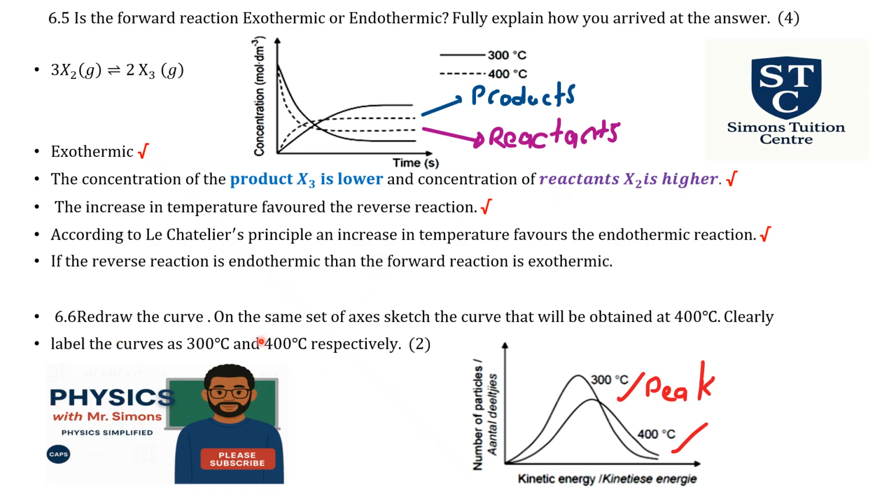Now they say redraw the curve on the same set of axes, sketch the curve that will be obtained at 400 degrees, clearly labeling the curves at 300 degrees Celsius and 400 degrees respectively. So number 1, the peak would be lower with the increase in temperature. If we look at the particles that have enough kinetic energy to partake in the reaction, we draw a line there. The area for 400 degrees Celsius would be greater than the area for 300 degrees Celsius. So there's your second mark for showing that the area with enough kinetic energy is greater.